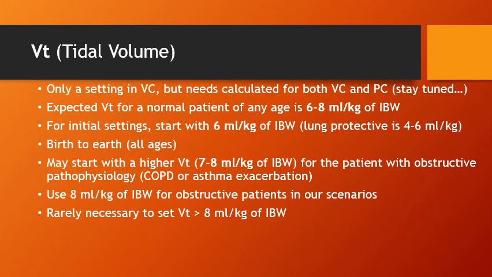So it's rarely necessary to set a tidal volume greater than 8 mils per kilogram of ideal body weight. I can't really think of a situation where that would be necessary in the normal circumstances that we see. So things to know here: for the vast majority of patients, we're going to start with a tidal volume of 6 milliliters per kilogram of ideal body weight. For our obstructive pathophysiology patients, we're going to start with a tidal volume of 8 milliliters per kilogram of ideal body weight.